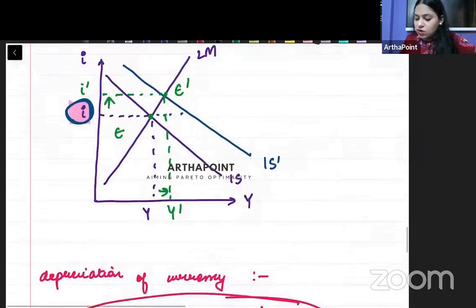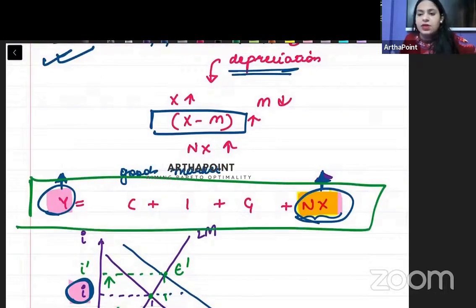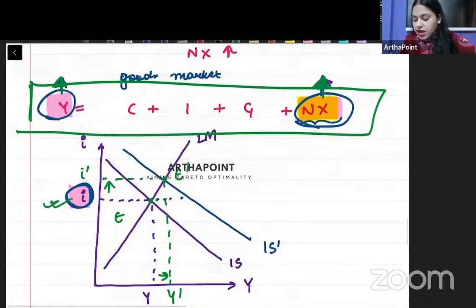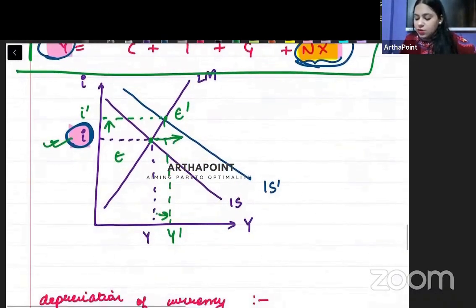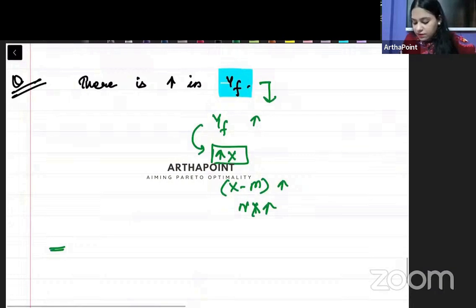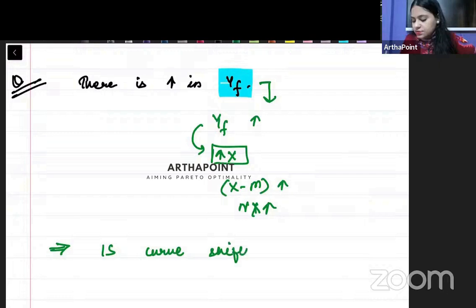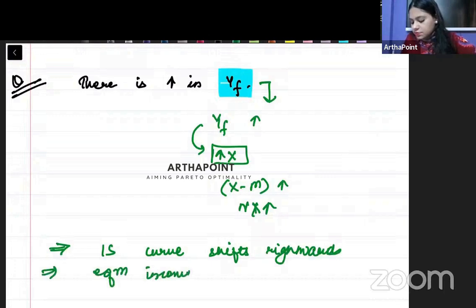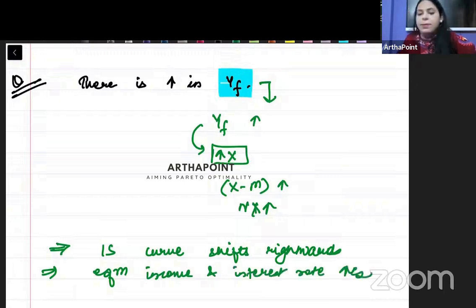So net exports will increase, then we have already shown what will happen. When net exports increase, income will increase, interest rate has not changed, the IS curve will shift to the right and equilibrium income and interest rate will increase. So here also we can say that when foreign income increases, the IS curve shifts rightwards and therefore equilibrium income and interest rate increase. Beta, both equilibrium income and interest rate will increase.